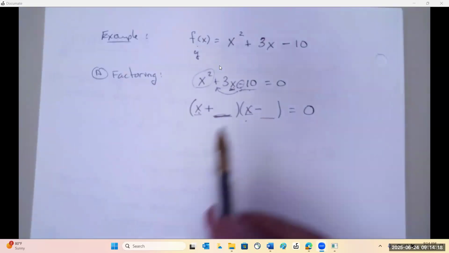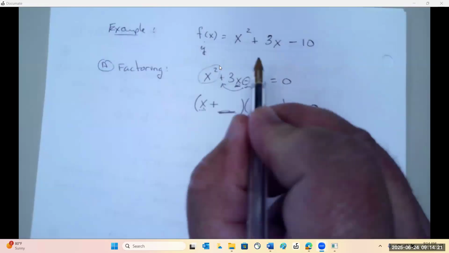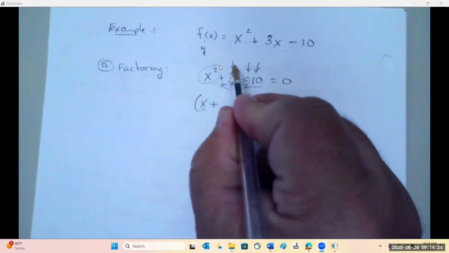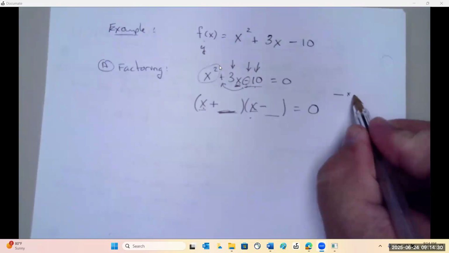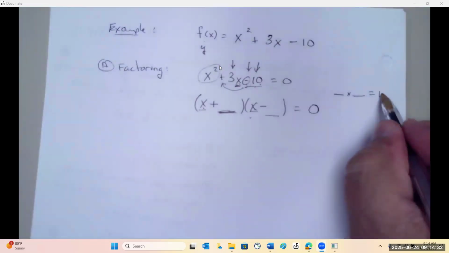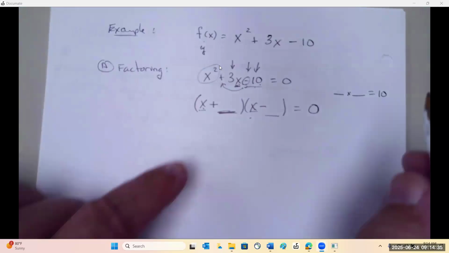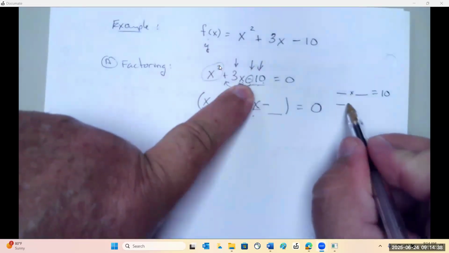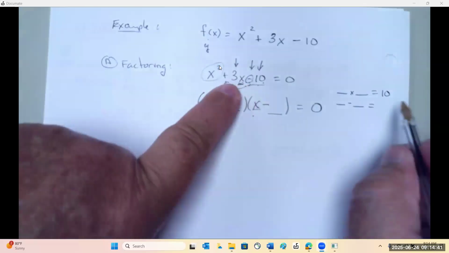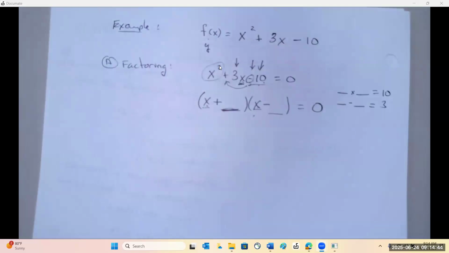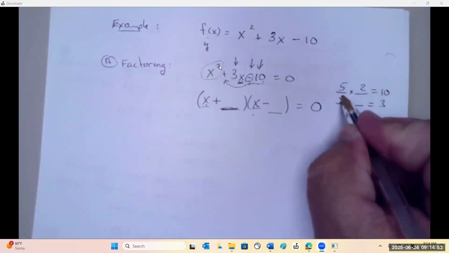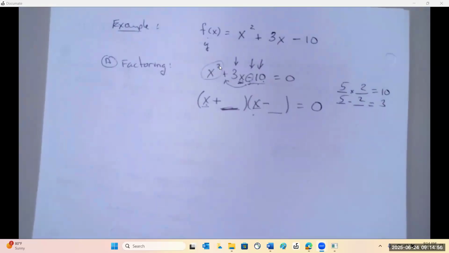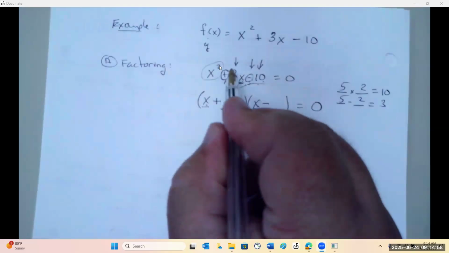Fourth step, we got to look at this number, this sign, and that number. We got to figure out what two numbers multiply to give you 10. And then because it's a minus, what two numbers subtracted give you the middle number. So what two numbers is it? Yeah, 5 times 2 is 10. 5 minus 2 is 3. So since 5 is bigger, it goes where the plus is.